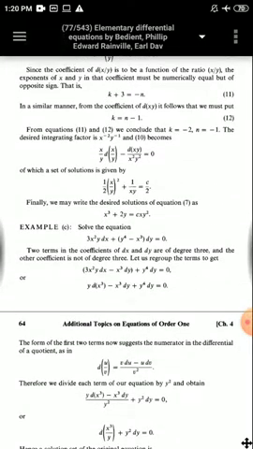You try to solve this example on your own. Take a screenshot.